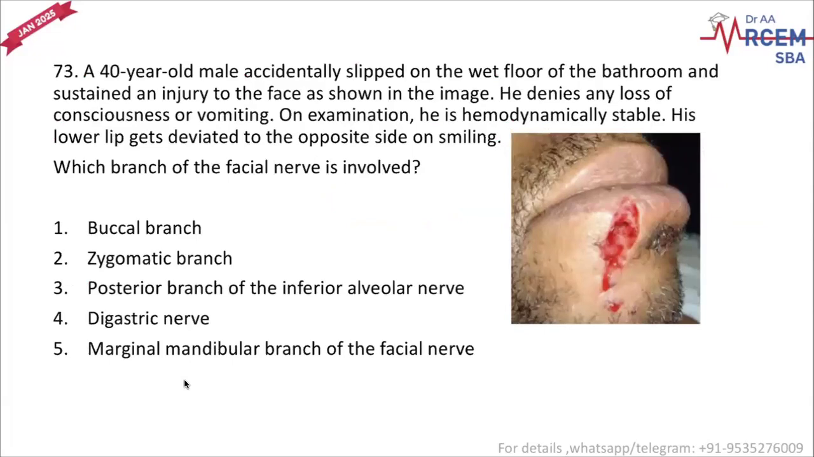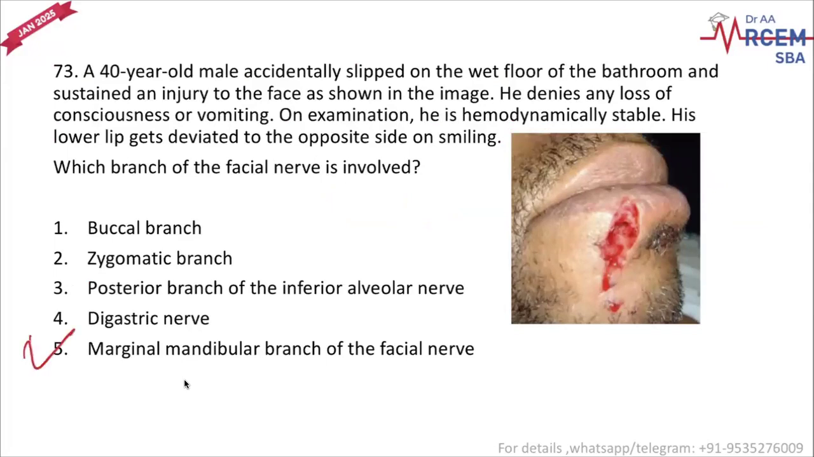A 40 year old male accidentally slipped on the wet floor of the bathroom and sustained an injury to the face as shown in the image. He denies any loss of consciousness or vomiting. On examination, he is stable. His lower lip gets deviated to the opposite side on smiling. So something is wrong with the motor function. Which branch of the facial nerve is involved?